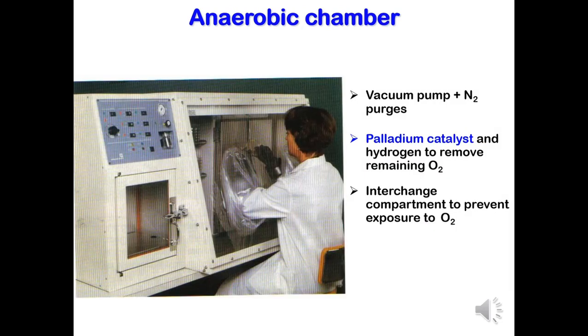So anaerobic chambers can also be used to culture anaerobic bacteria on a larger scale. And this chamber works by removing the air with a vacuum pump, followed by purges with nitrogen gas. So the nitrogen gas pushes the air out of the chamber. A gas mix containing hydrogen is then introduced into the chamber. And then in the presence of the catalyst, the hydrogen and any remaining oxygen react to form water and hence remove the oxygen from the chamber.